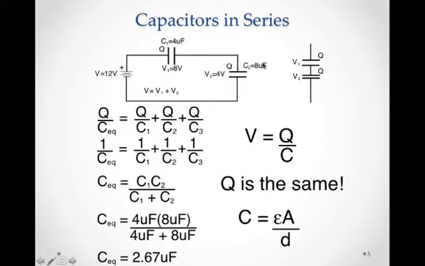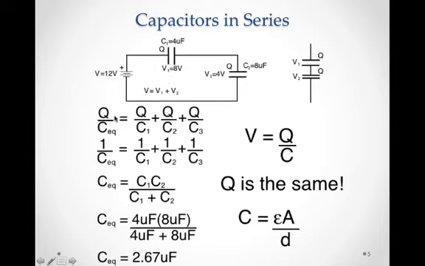So the larger the capacitance, the smaller the potential difference needed to place the same amount of charge as on this one. In other words, this had a smaller capacitance. Having a smaller capacitance, it takes a greater voltage to get the same amount of charge on this capacitor.